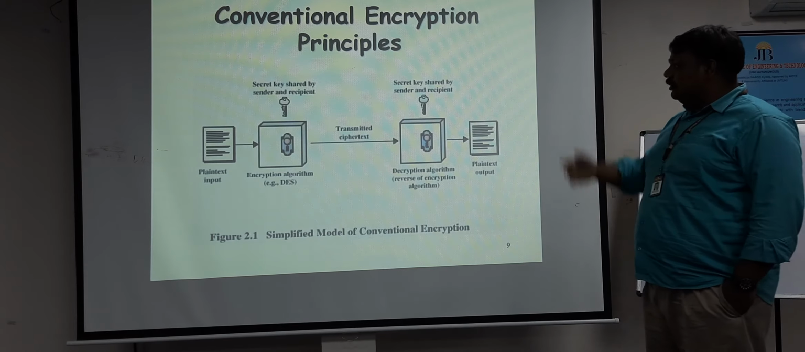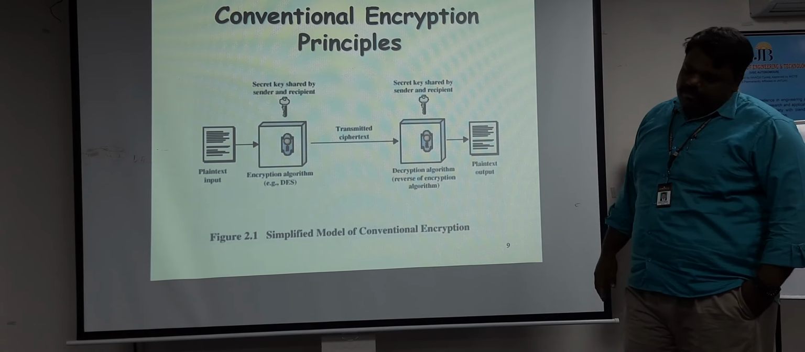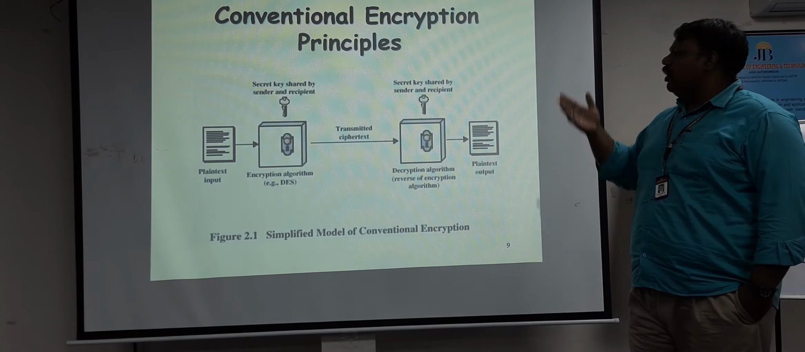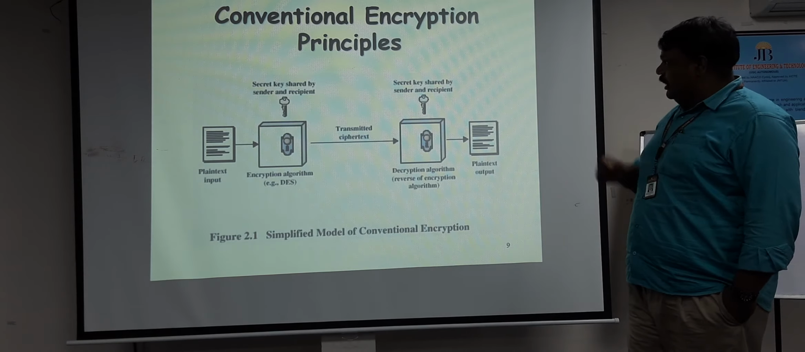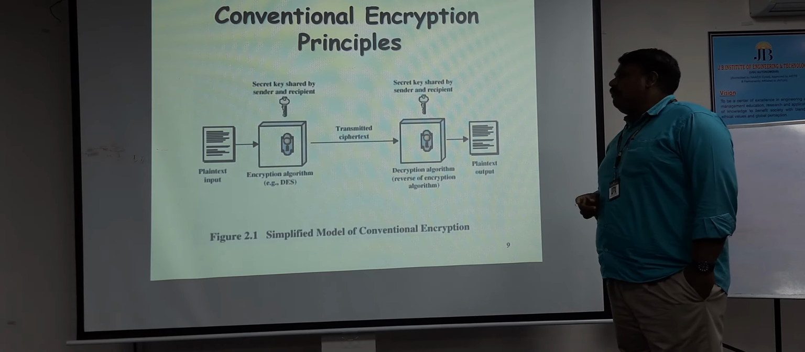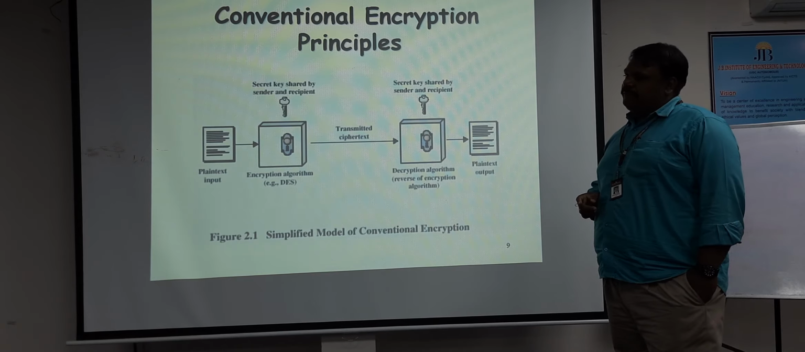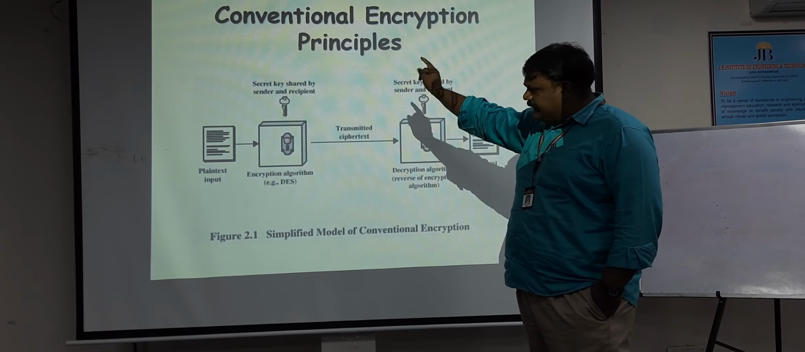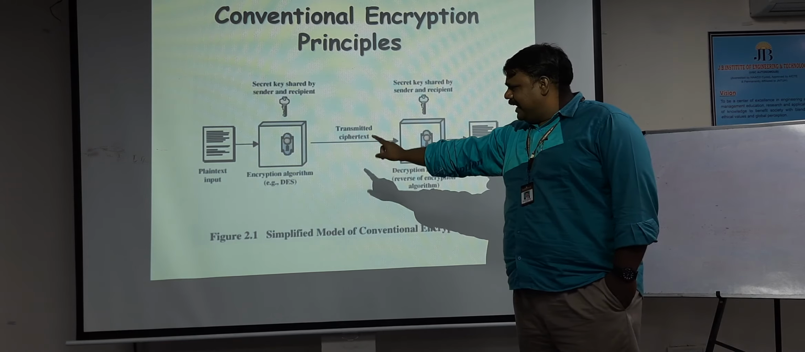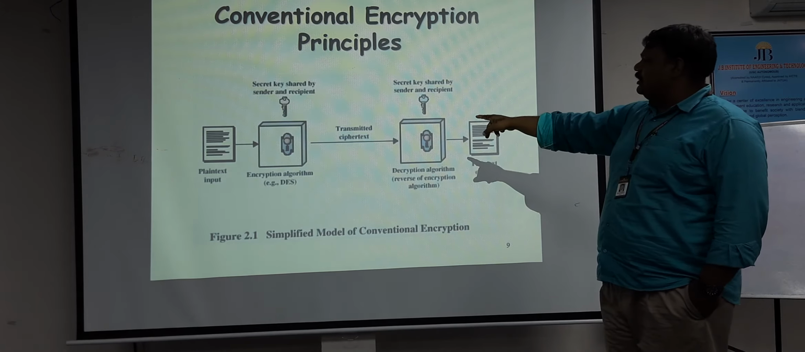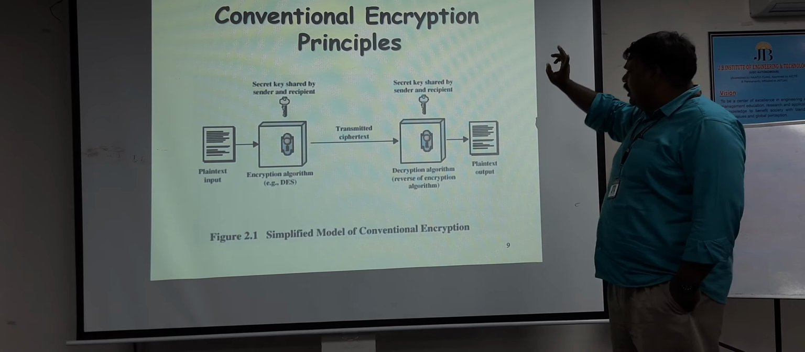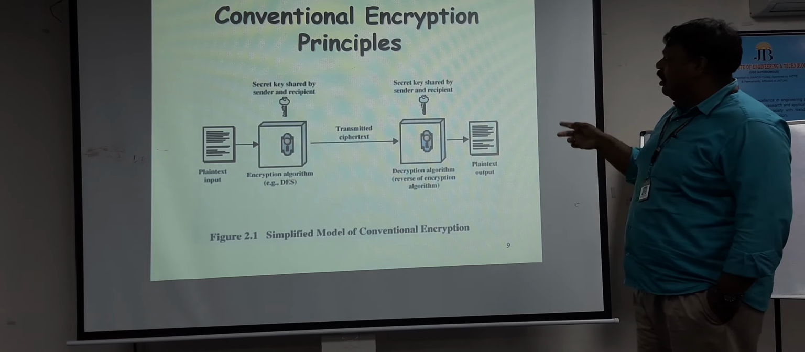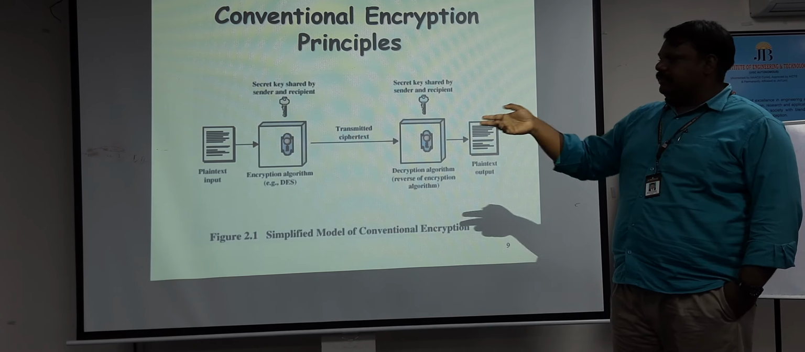Next. This is the actual diagram which explains clearly how the components from the previous slides work together. This is the conventional encryption method, which deals with symmetric encryption and decryption based algorithms. Here we give plain text as an input, a secret key is shared, and the algorithm used is the encryption algorithm. Then it is transmitted as ciphertext, and the secret key is used to reveal the plain text. So this is the simplified model of conventional or symmetric encryption.